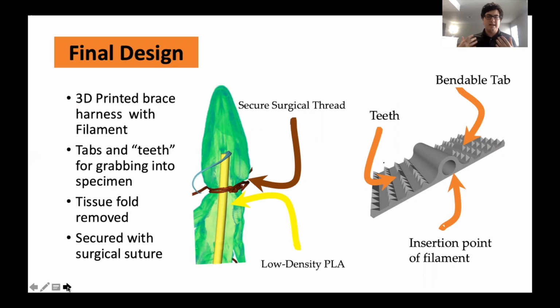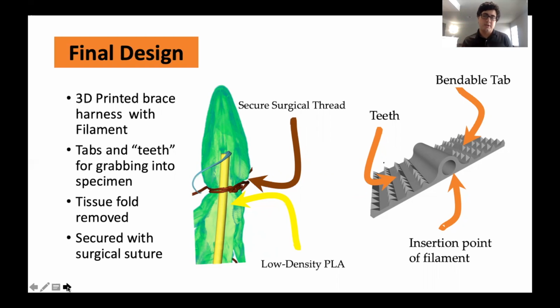So the idea is kind of like how you see with deep sea fishermen, where they put a harness around their waist, and then you have an insertion point where you put the rod into, so you don't throw out your back when you're trying to reel in a massive marlin. So we added little tabs that could fold up, and teeth that could grab into the skin of the specimen to hold it a little more securely.